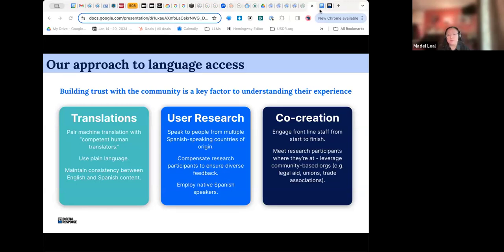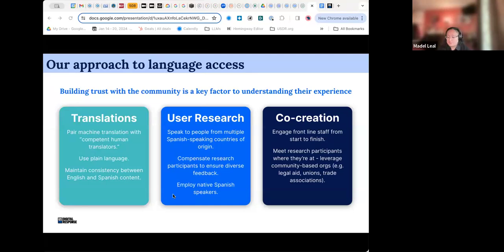Lastly, we firmly believe in co-creation. In the New Jersey project, we engaged with frontline staff from start to finish in an iterative process. We were very diligent in ensuring that they were informed throughout the process, and very transparent in our workflow. That helped us reach the best optimal translation for Spanish speakers, and ensure that they also were keen on understanding their experiences.